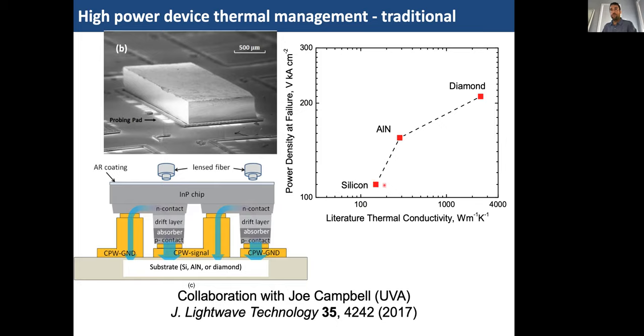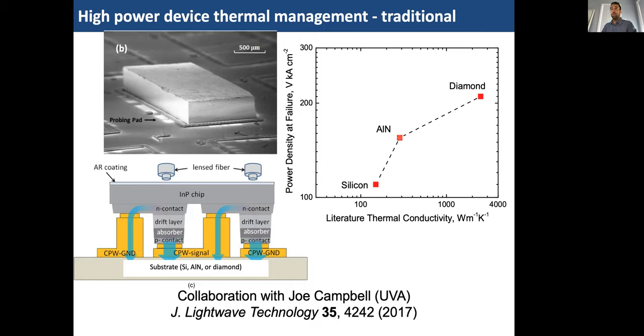Okay, so starting point for a lot of technologies is to do this on silicon, it's ubiquitous, it's easy, you can etch, you can do everything with silicon. Silicon has a literature thermal conductivity of about 150, power density at failure is a little over 100. So then the thought is, okay, let's move it to aluminum nitride. Aluminum nitride has a literature value thermal conductivity of about 300, literature value. We'll come back to that later. And okay, so you increase the thermal conductivity of the heat sink by a factor two, and you increase the power density at failure by not really a factor two, a little less than that. Actually much less than that, so not that impressive.